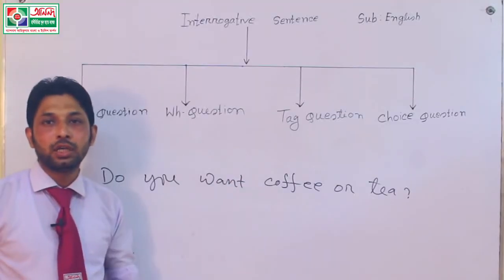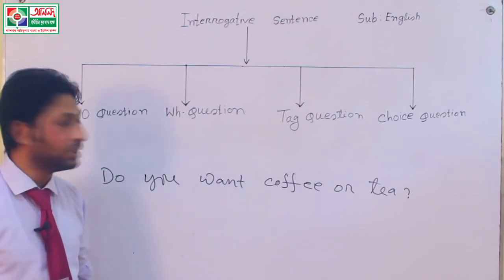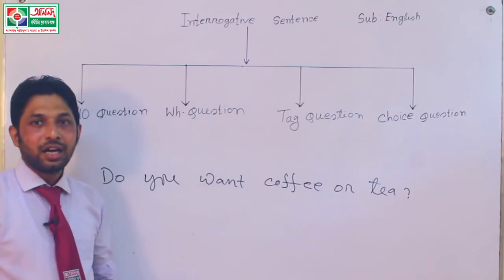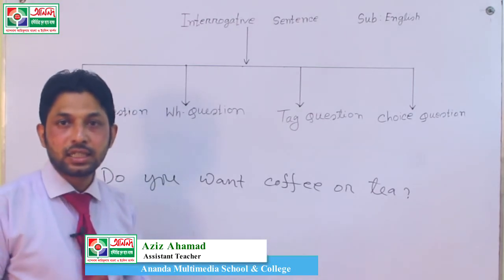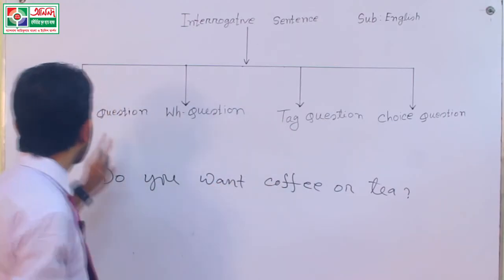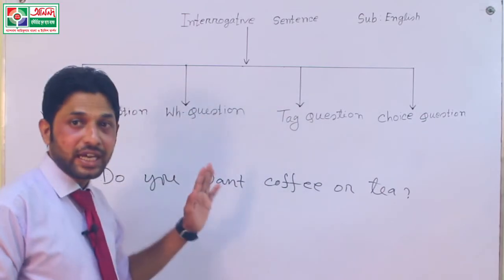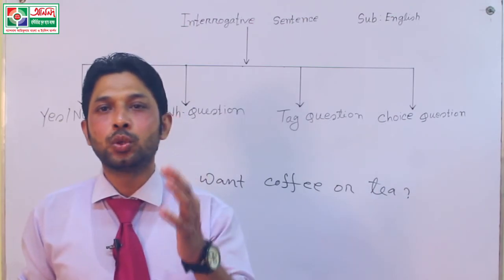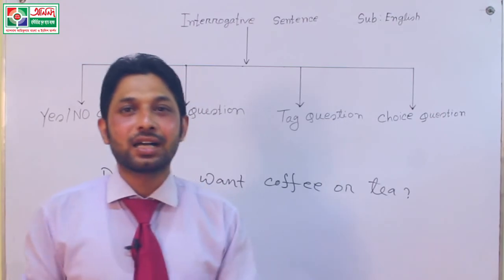If you want coffee, you will give the answer coffee. But if you want tea, you will give the answer tea. That means you have to choose between the two. Is that clear? My dear students, one thing more. Choice question and yes no question patterns are the same. Is that clear? Okay, my dear students, I think you have understood very clearly, and I hope this class will be very helpful for you.